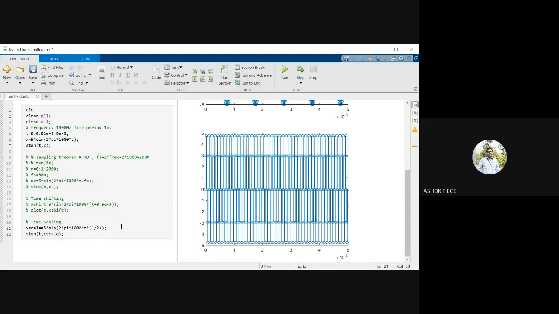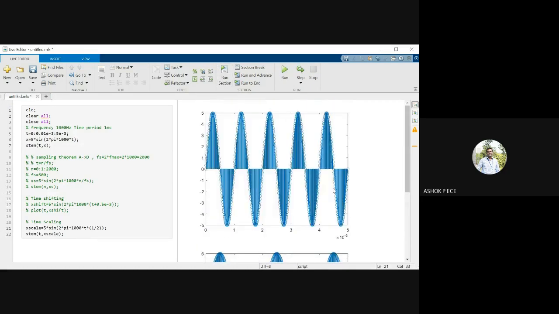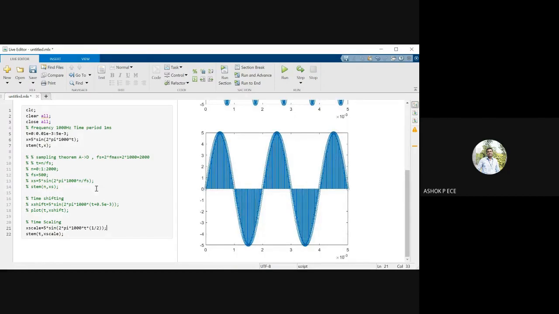So we'll try giving half. I am giving half. We'll run the code and see. You're able to see the difference. Original sine wave, 1 millisecond time period. Now I have given half. So when I give half, the sine wave is taking 2 milliseconds to complete. It is expanded in time domain.